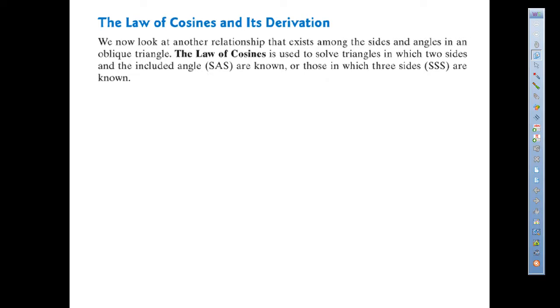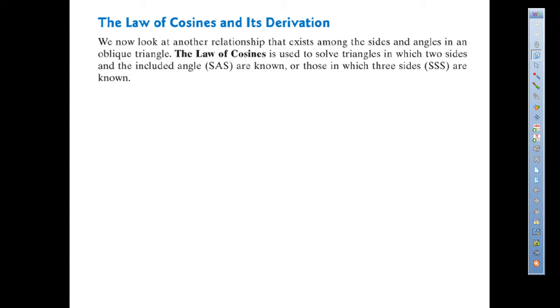Now, we look at another relationship that exists among the sides and angles in an oblique triangle. Once again, we're dealing with a non-right triangle. If you have a right triangle, you deal with the basic trig expressions of SOHCAHTOA and all that stuff. But if you have a triangle that's not a right triangle, then you need to use one of the other things, because those original trig relationships don't work.